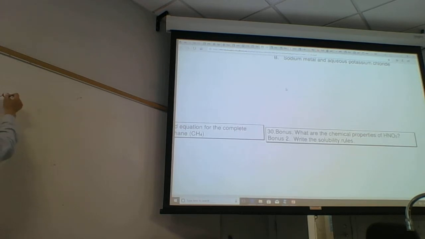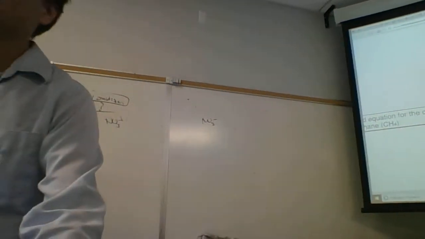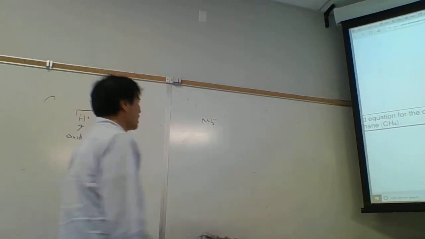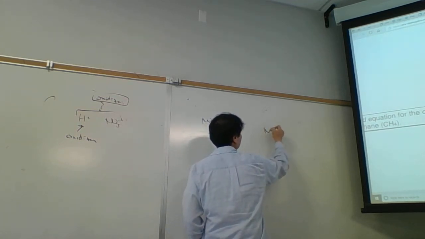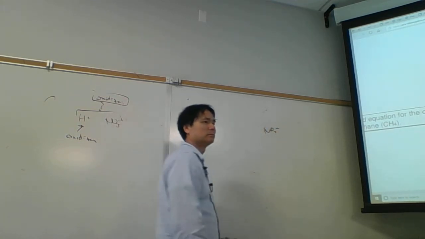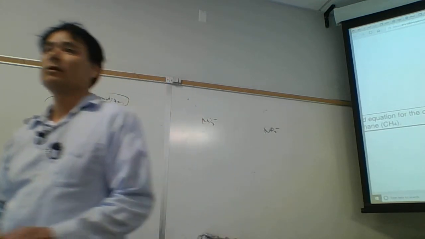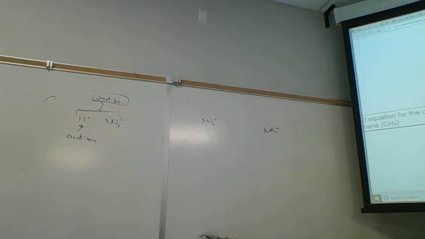Nitrate can only be an oxidizer. Why? It cannot be a reducer. Nitrite can be both. Nitrite can be an oxidizer or a reducer. It can go either way. So why can nitrite go both ways, but nitrate can only go one way?